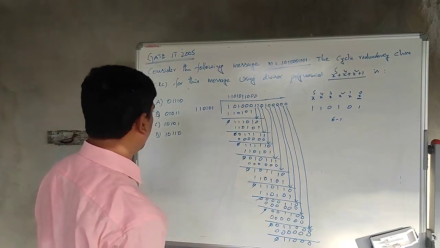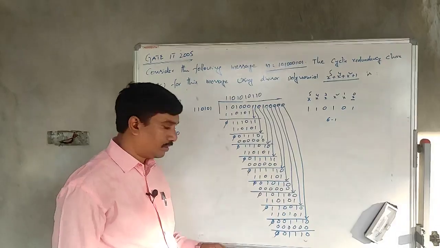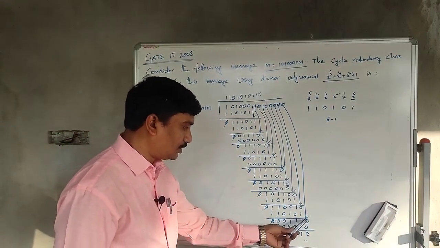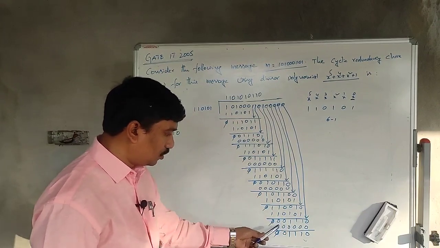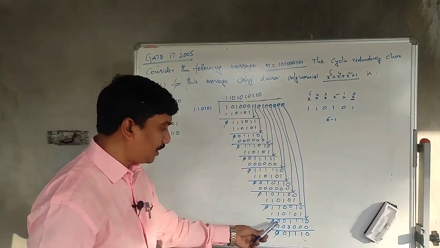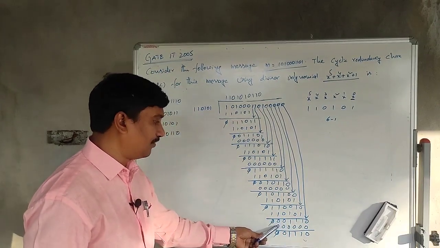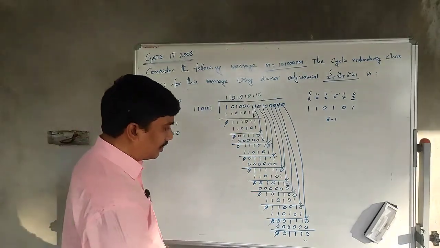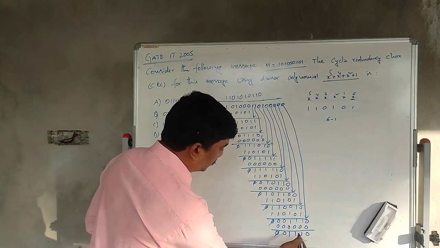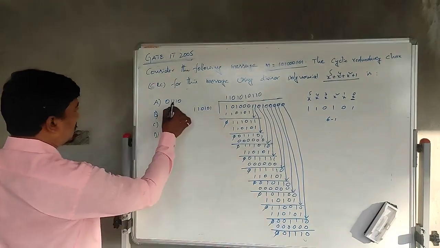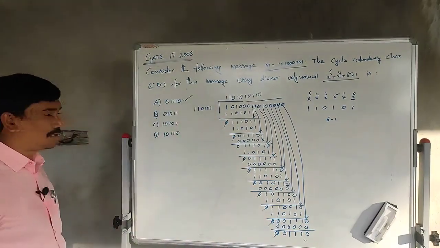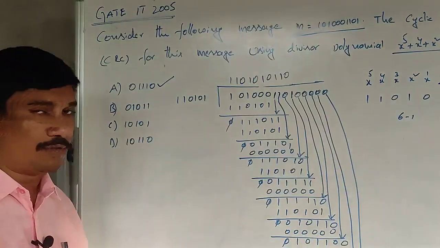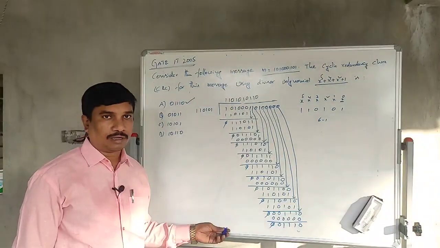The last one is 0 0 1 1 1 0. Okay, so the leftmost should be 0, that's why we have to cross it. Then even though it is a 0, we put in the 0. The final one is 0 1 1 1 0. So 0 1 1 1 0, option A is the right answer. A is the right answer. So one more problem we will solve, the same GATE problem. Let's wait.